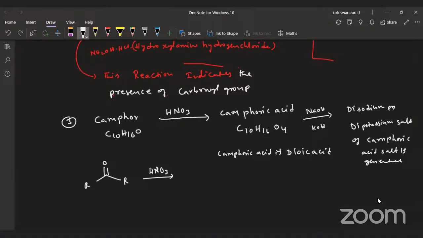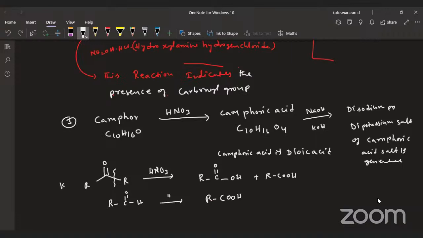Whenever it is treating with HNO3, it is undergoing oxidation that leads to the formation of carboxylic acids, with two different carbons, two carboxylic acids. Suppose it is an aldehyde, treated with the same reagent. It only produces a monocarboxylic acid.